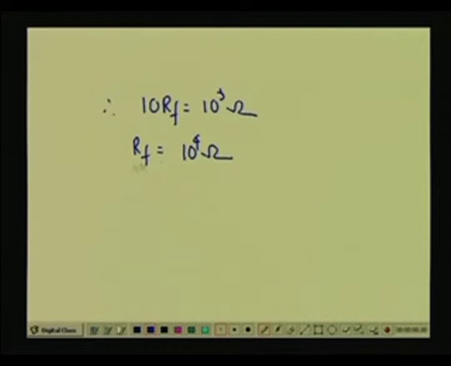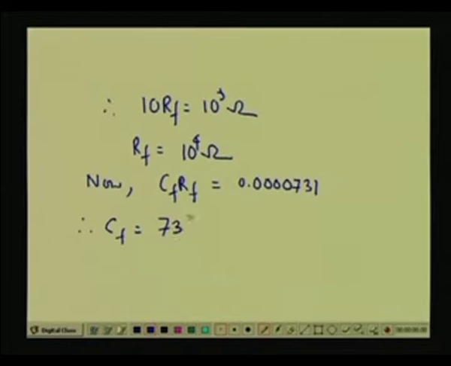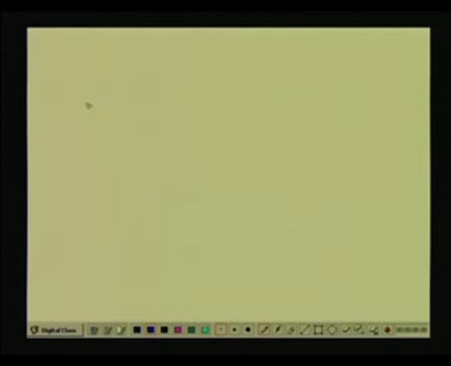And now CF into RF equal to 0.0000731. So, CF will be equal to 73 into 10 to the power minus 6 by 10 to the power 4. So, it is coming up as 0.0073 microfarad. So, ultimately we get the circuit which will look like the filter circuit. Let me take a new page.